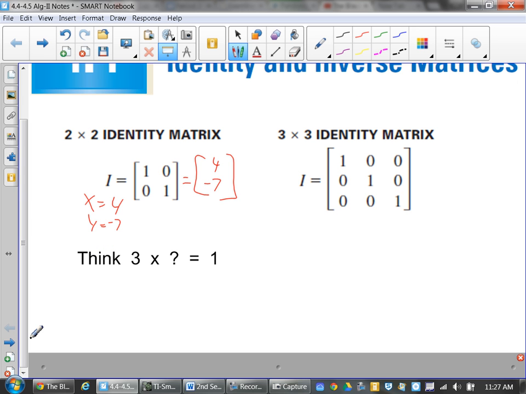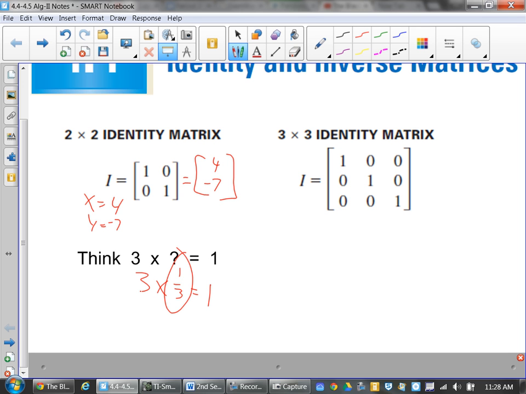So think of it this way. 3 times what is 1? 1/3. What you did here is you multiplied 3 by its inverse to get its identity.